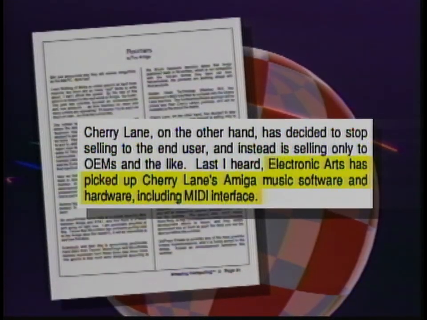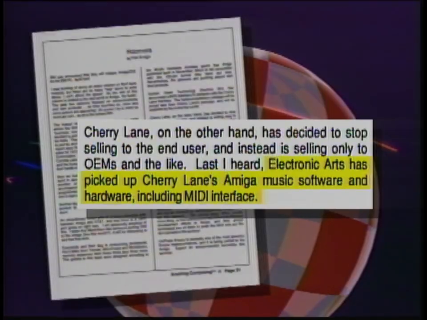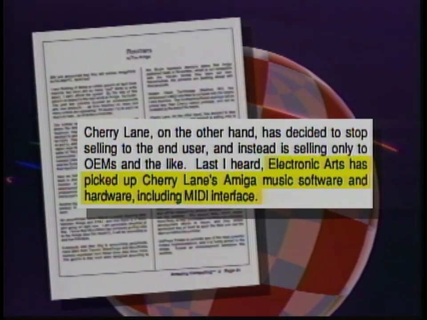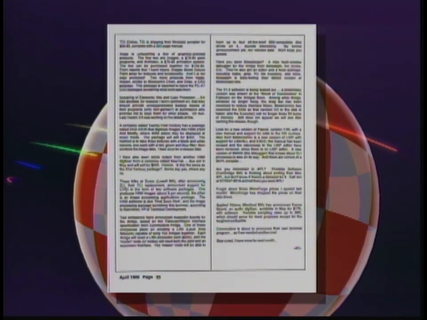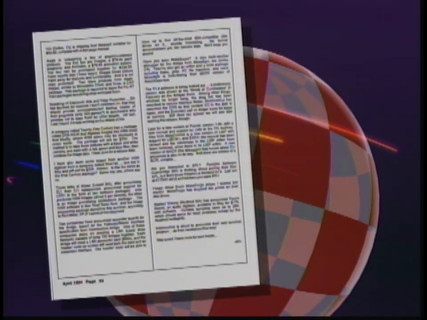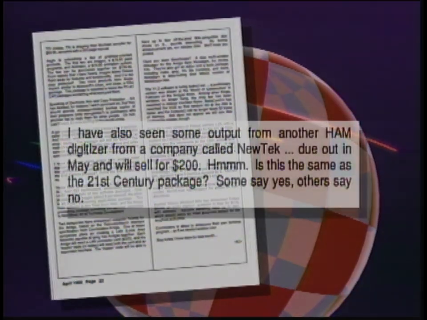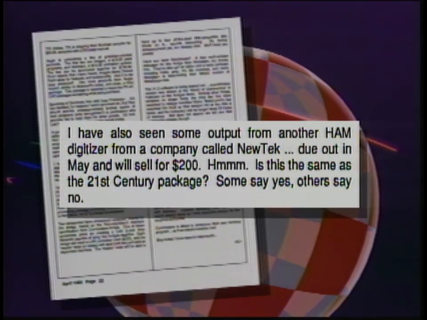There's a little clarity on the Cherry Lane Music software too, as they decided to leave retail and look to pass their technology onto other developers. EA being the main beneficiary, eventually forming their deluxe and instant music packages. Now, a certain new tech have appeared with a $200 digitizer, which can capture images in ham mode. Some remarkable images had been released to the public domain, and we'll check those out in a moment.